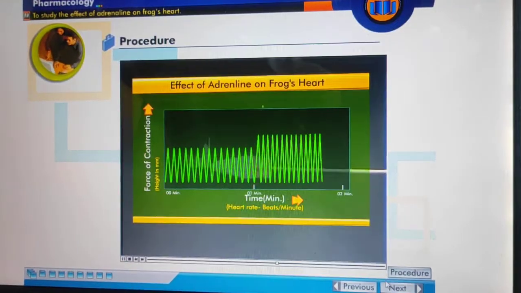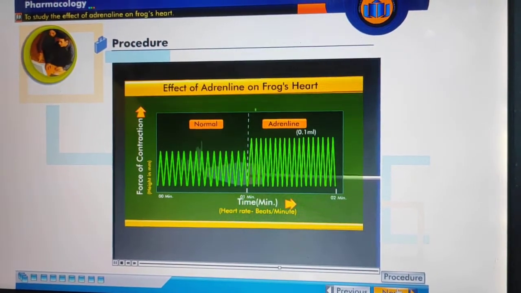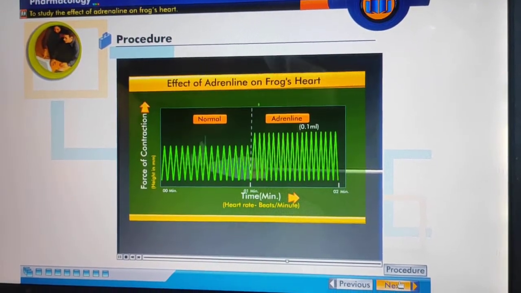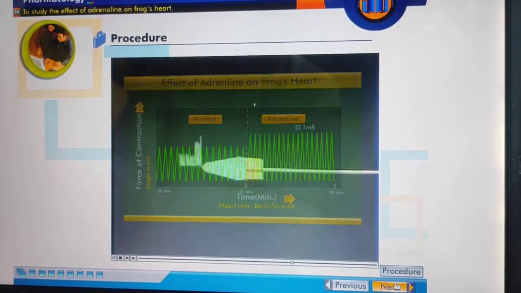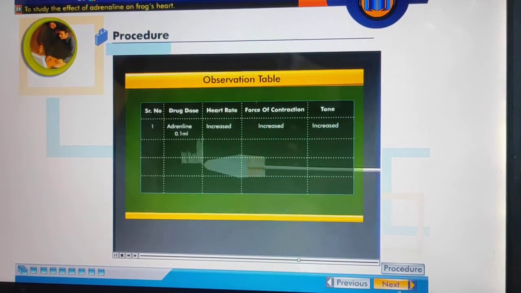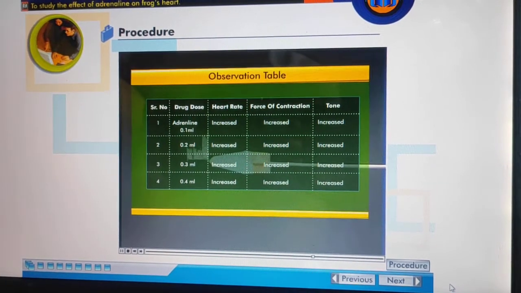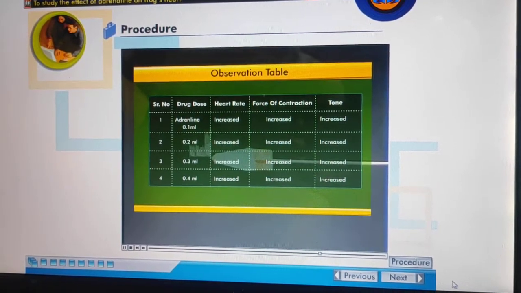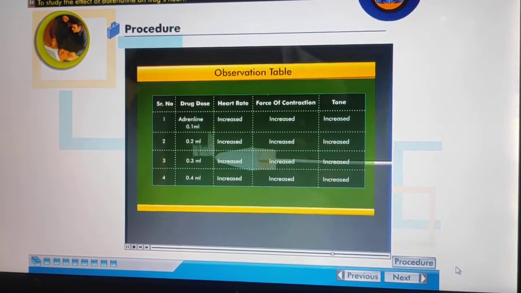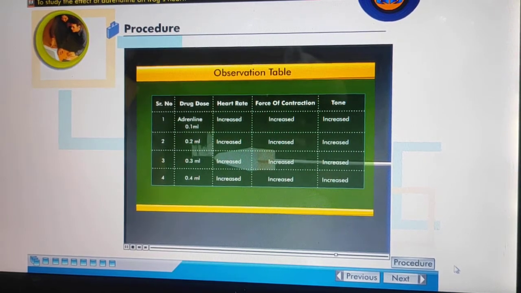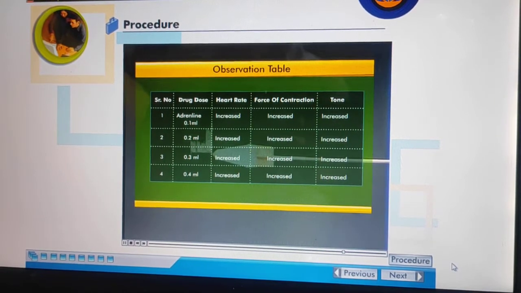You can see that the rate of contraction and force of contraction of heart increases due to adrenaline. Also observe rhythmicity and tone of contraction. Repeat the same procedure by injecting 0.2, 0.3 and 0.4 ml of adrenaline. Allow a time gap of 5 minutes between two successive doses to wear off the effect of earlier dose.